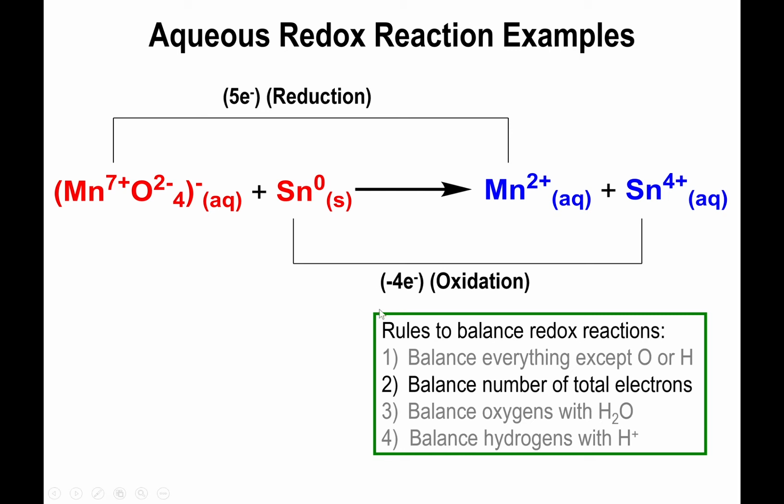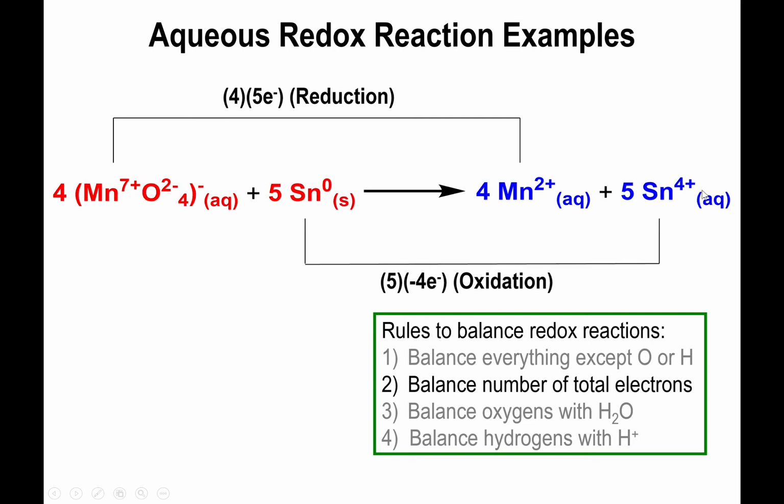All right, so now we're going to come up with the lowest common denominator, which in this case is pretty much the same thing as saying that we're going to cross multiply the numbers. So we multiply the top fraction by 4 and the bottom one by 5. And what that means is that because the reduction is being multiplied by 4, we multiply the corresponding reactant and the corresponding product by 4. The same way that for the oxidation, which is being multiplied by 5, we need to multiply the corresponding reactant and the corresponding product by 5. So we apply those changes.